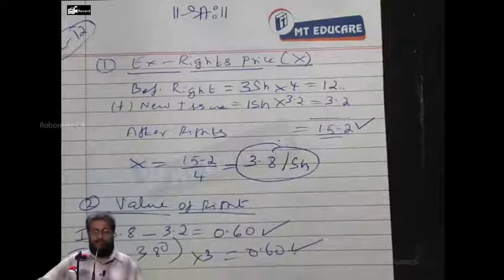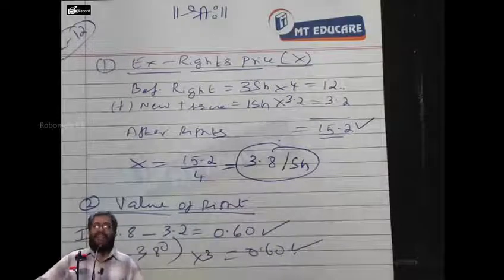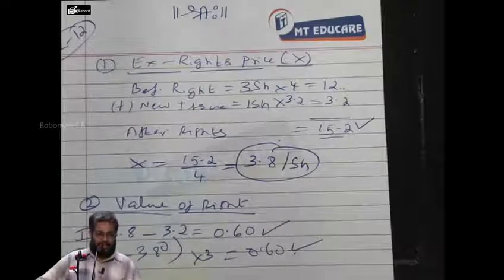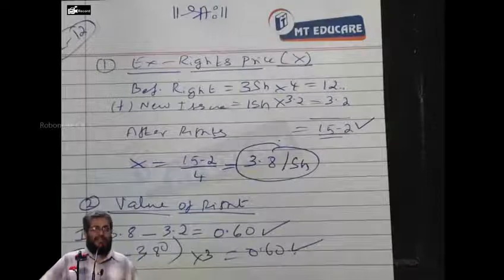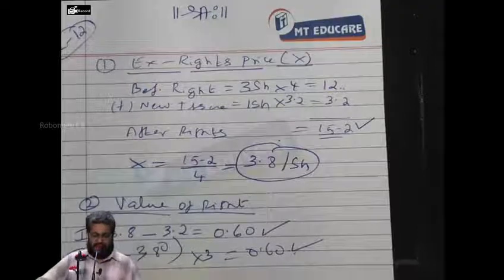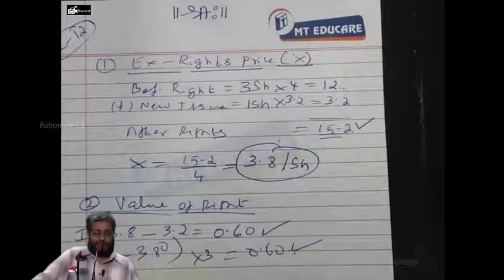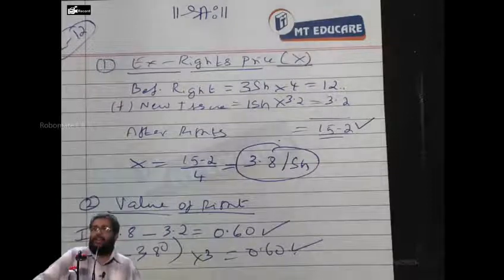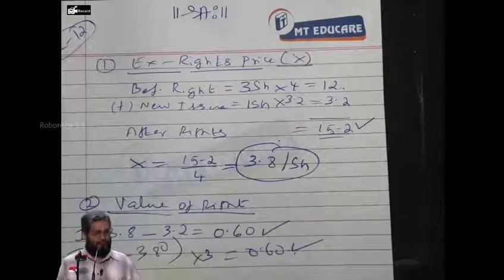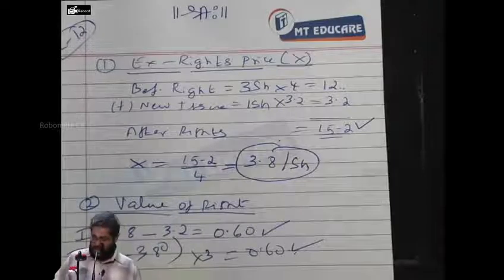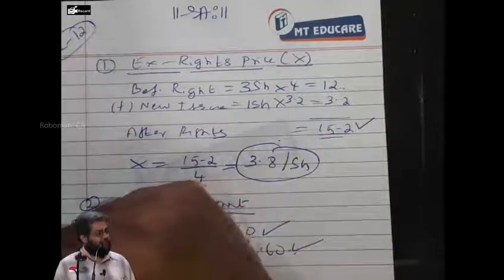Why does the right get value? The right is having 60 paise value or not? Question mark. Answer: because a 4 rupee share is offered at how many rupees? 3.2. Because a 4 rupee share is offered at 3.2. Everybody up to this? Having clarity here?